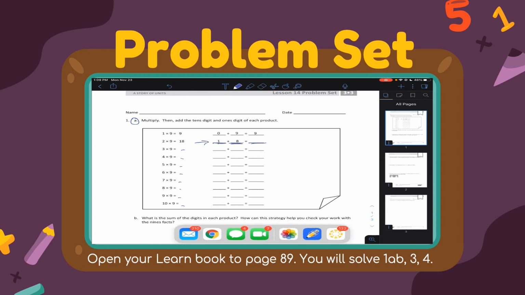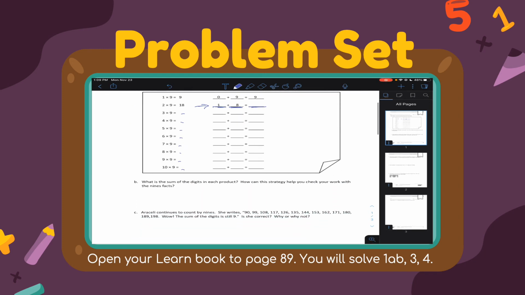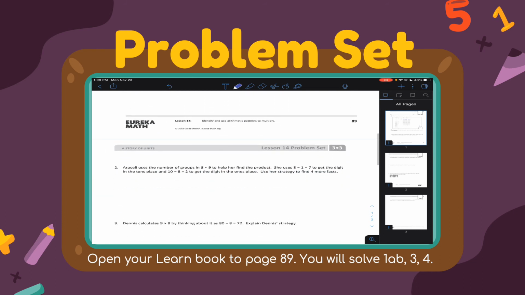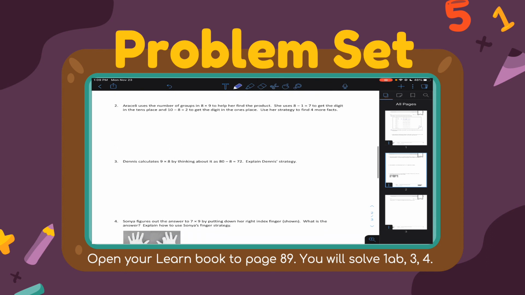Then you will do 1B, and it says, what is the sum of the digits in each product? So you're going to have to use the information that you solved back in the chart at the top, and then also answer, how can this strategy help you check your work with 9's facts? And then you're going to turn the page, and you're going to solve problem 3.